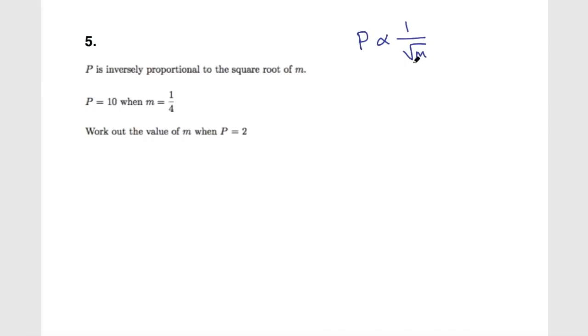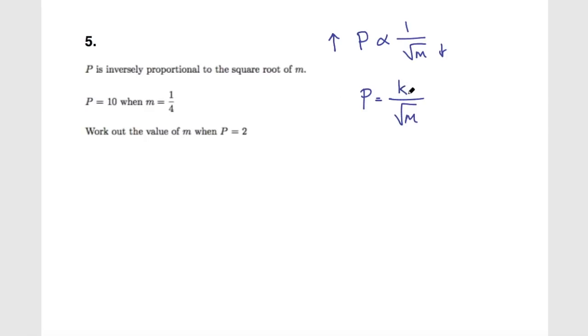And when something is inversely proportional, as p increases, m will decrease, and vice versa. So that's the relationship when something is inversely proportional. And then we can turn this into an equation by introducing some variable k. So p will equal k divided by the square root of m. That's a pretty standard way of starting these proportion questions. And we can use this formula now to substitute in these values for p and m.